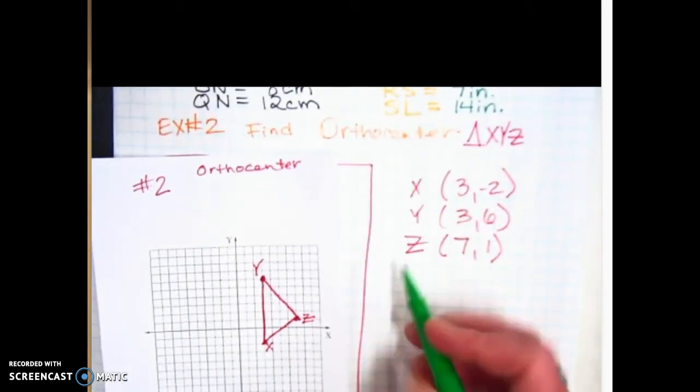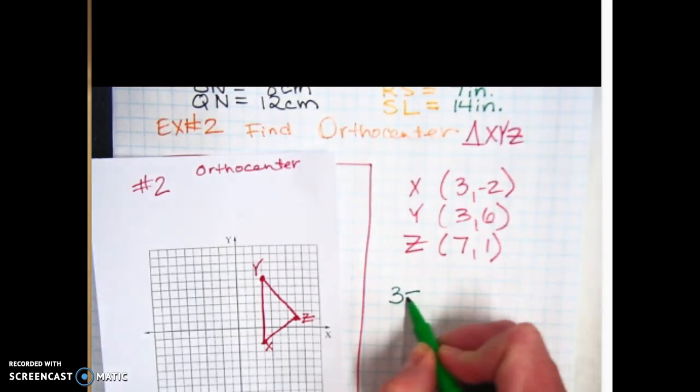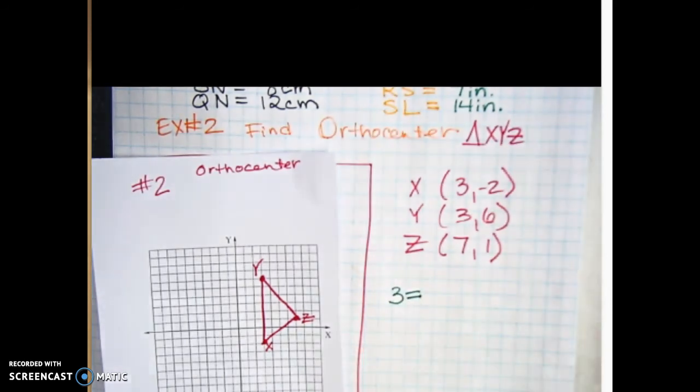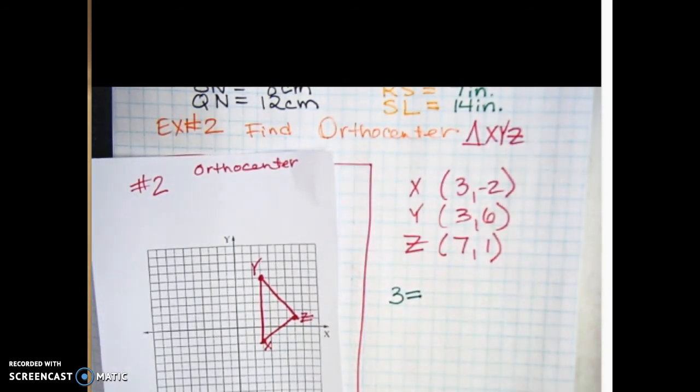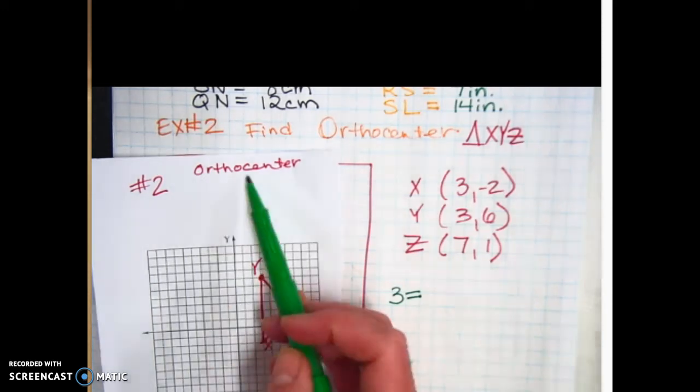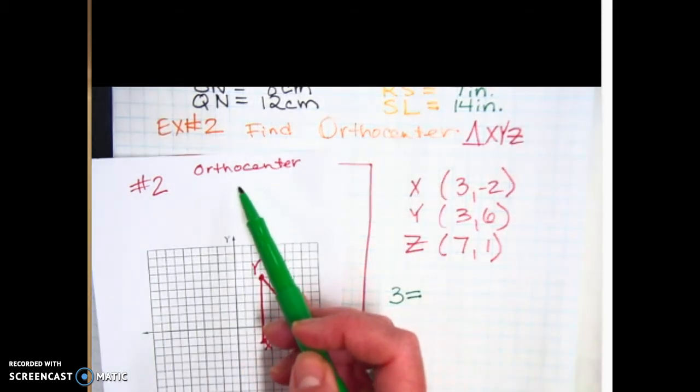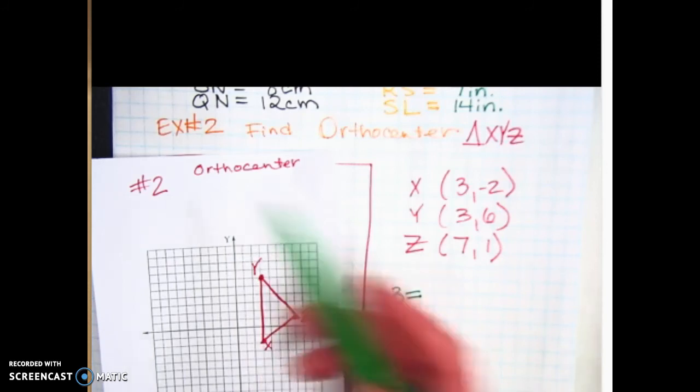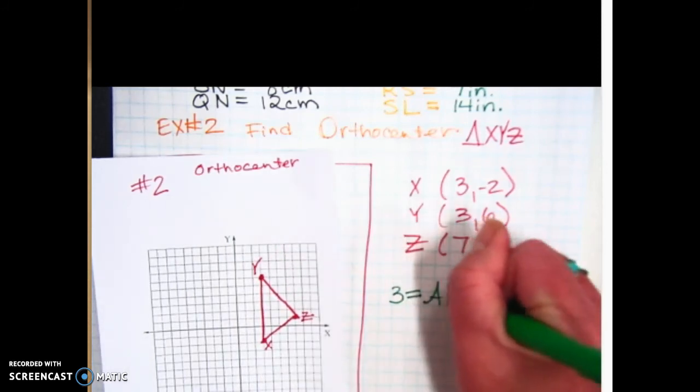Okay. We know that we need to draw 3 whats? 3 perpendicular bisectors, 3 angle bisectors, 3 medians, or 3 altitudes. Which one? So look on your chart, find the word orthocenter, and look at the box above it. What does it say? Altitudes.